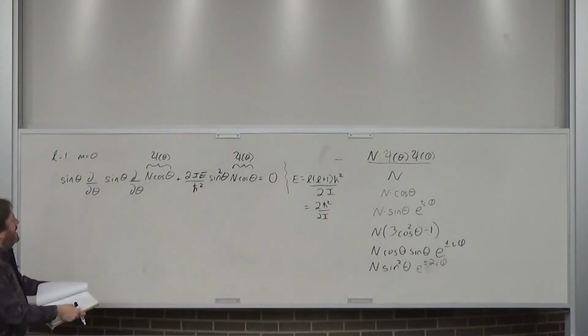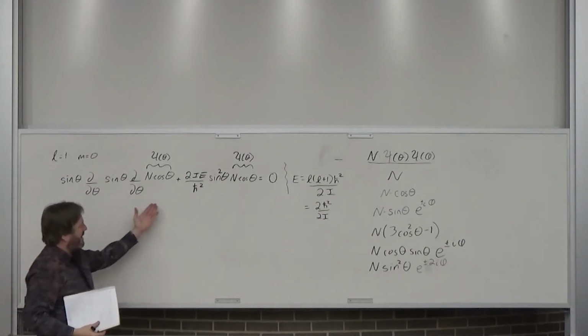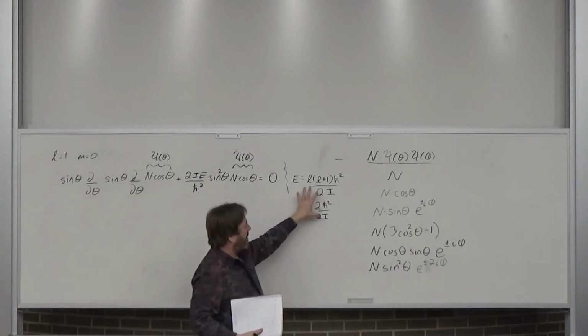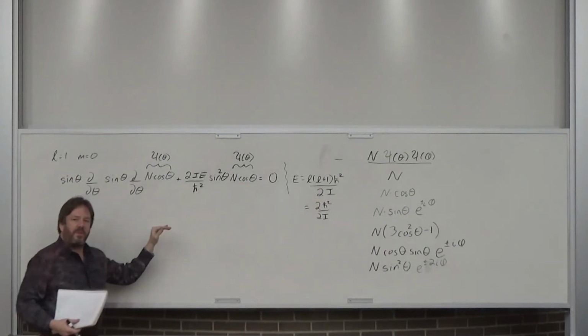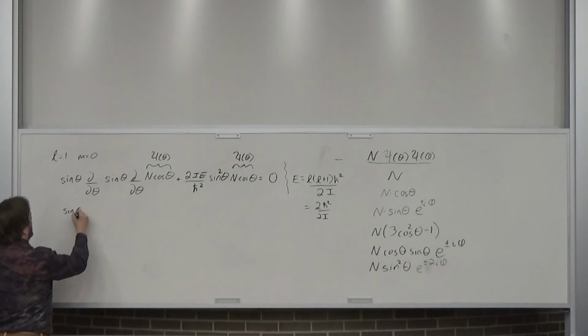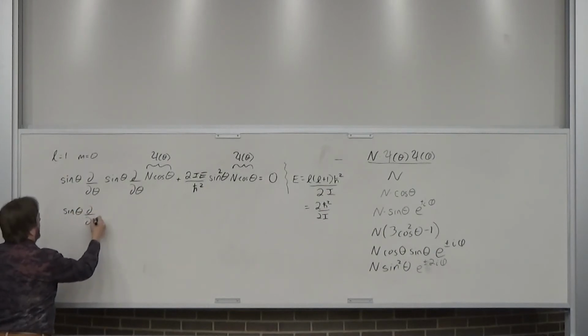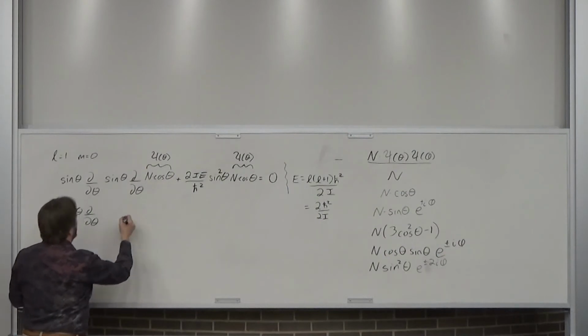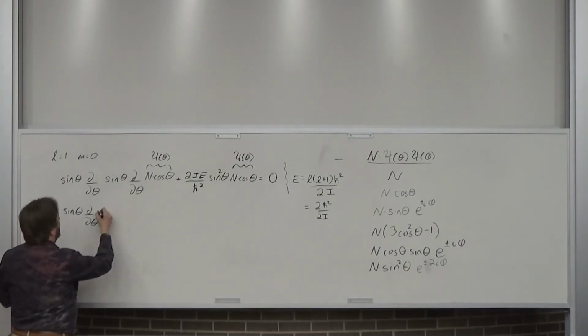Okay. All right, again, this is the kinetic energy operator. I've told you what wave function. I've given you the energy. Now let's just do the next step and verify. Okay, so I've got sine theta, derivative of sine theta. Okay, we all know that the derivative of cosine is minus sine.